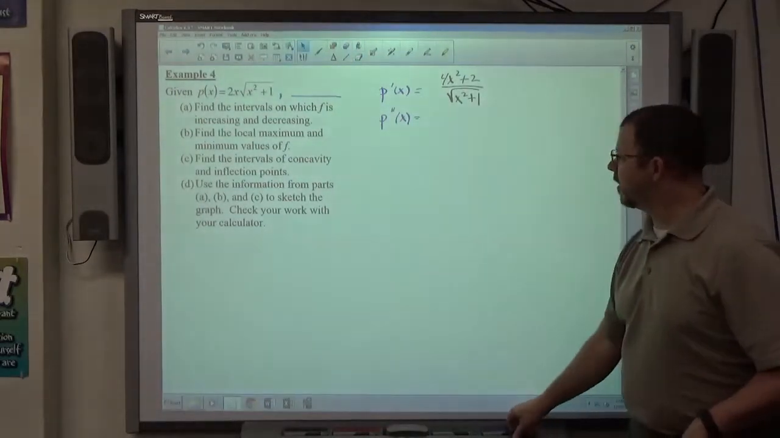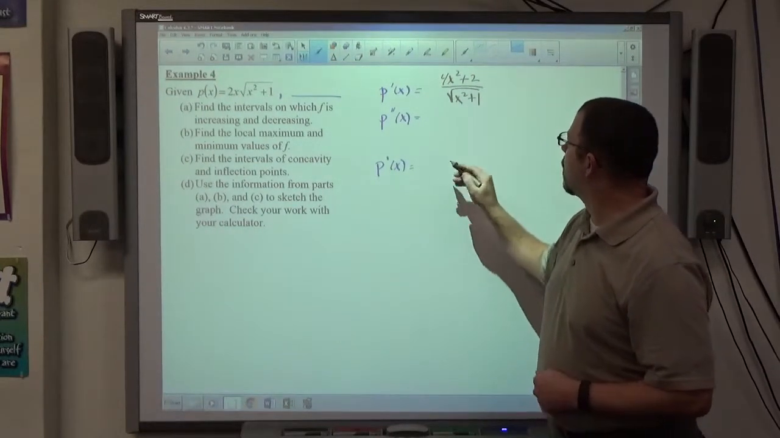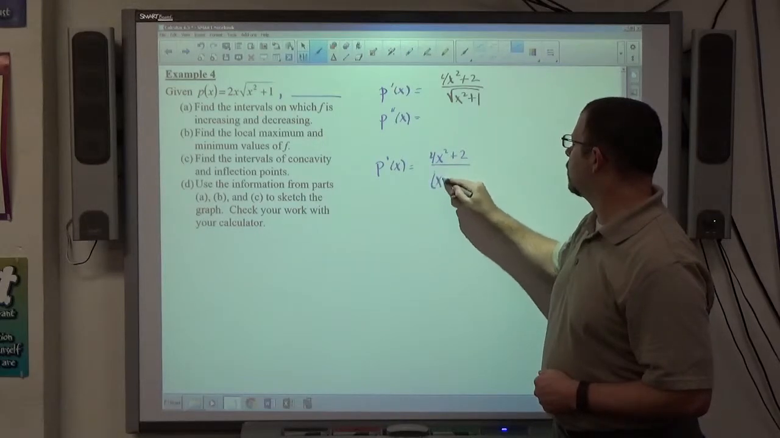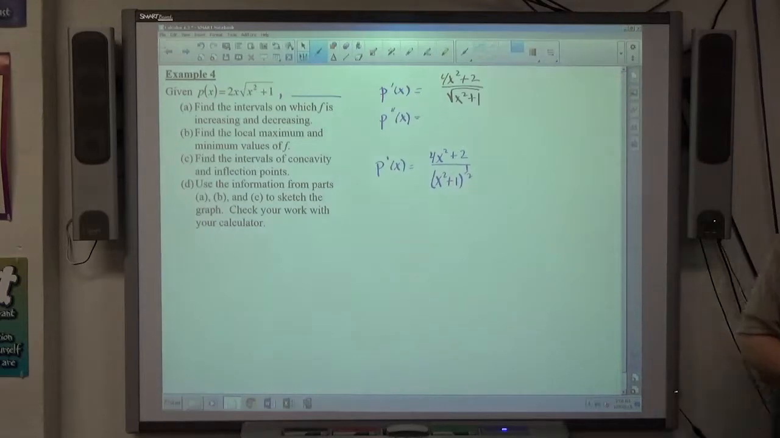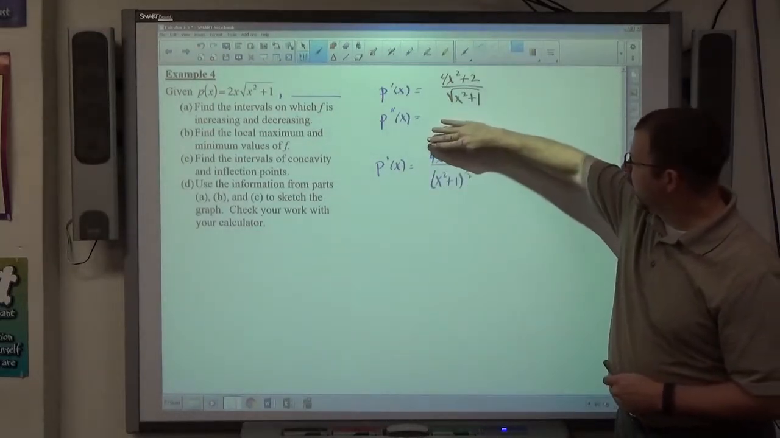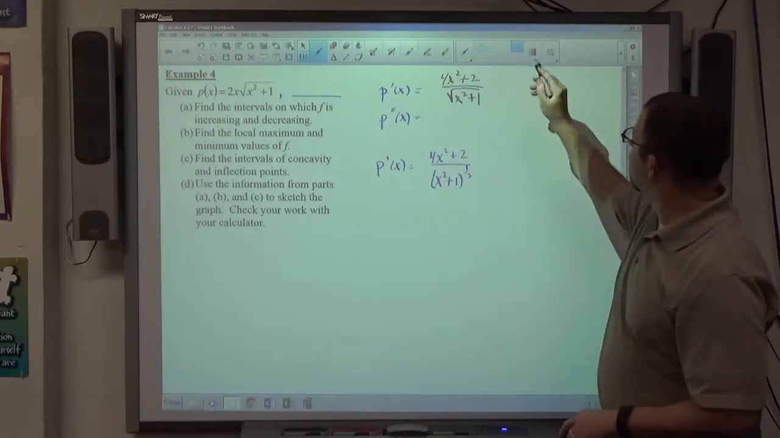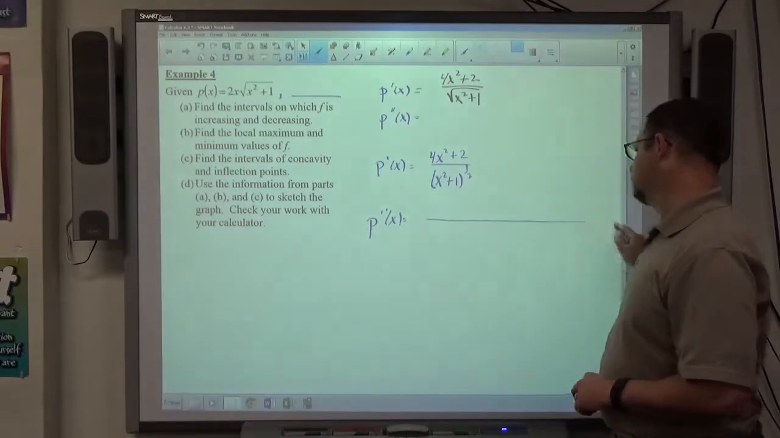So then I move on to second derivative. If I'm doing a second derivative, I start at first derivative, p prime of x equals, I would write it as 4x squared plus 2 on top over x squared plus 1 to the half on the bottom. This is a quotient, so I have to use a quotient rule to differentiate. Low d high minus high d low. The d high is easy because it's just a polynomial function. D low, I have a chain rule happening, right? So, p double prime of x equals.